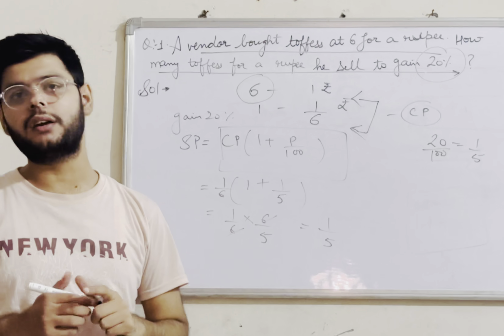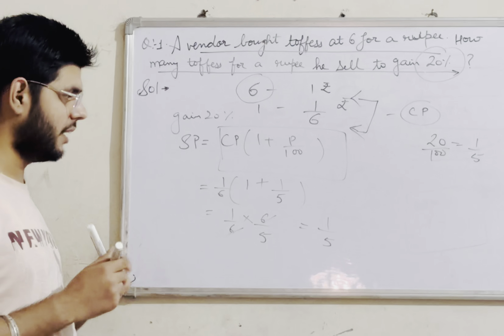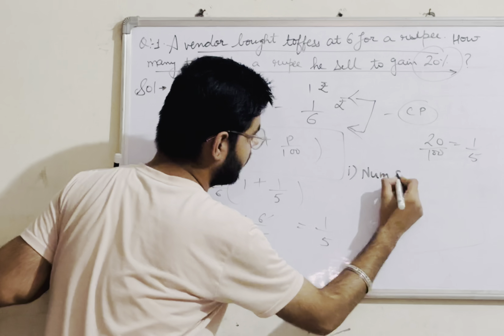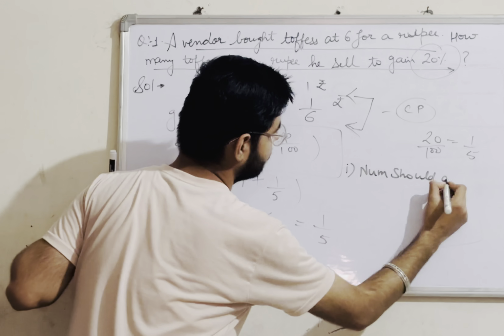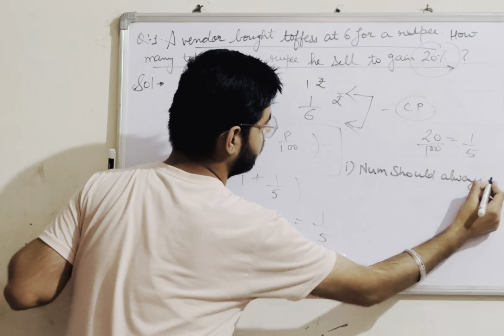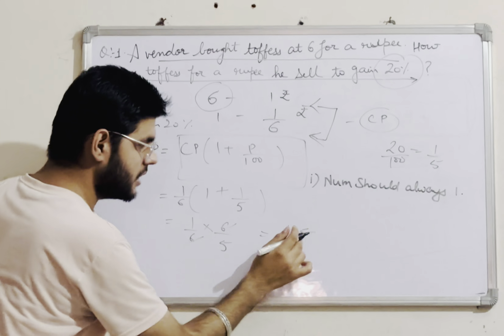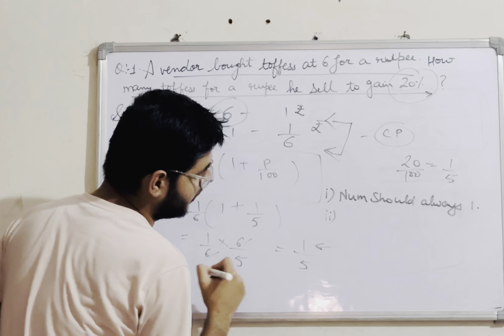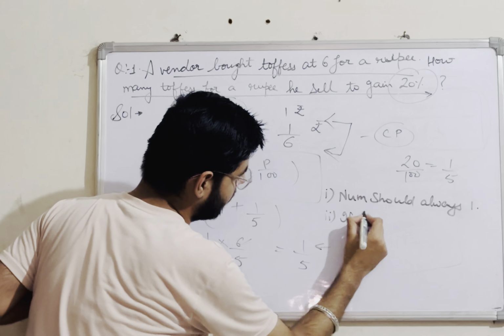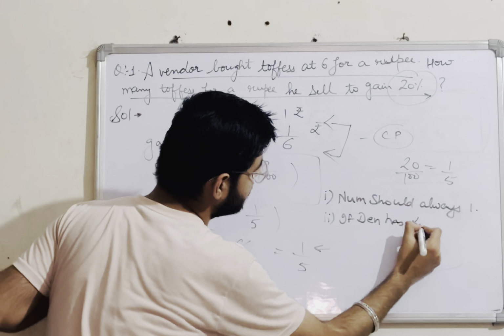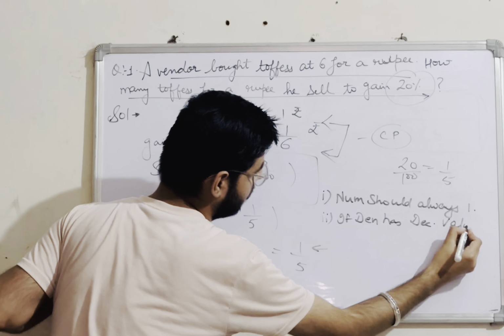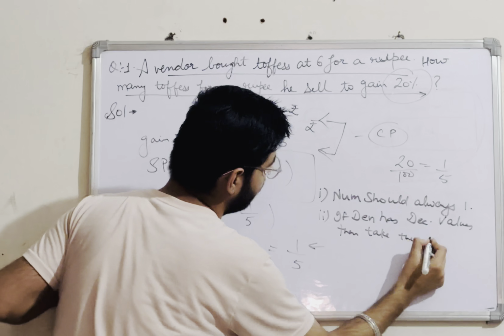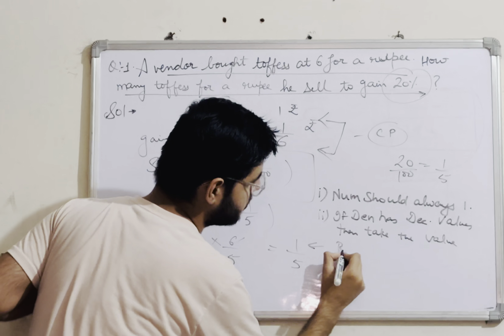Now, how to interpret the result? There are two things here. We have to consider first thing that our numerator should always be 1, which means that this value should always point to 1. And the most asked second thing is, if denominator has decimal value, then take the value before the decimal point.